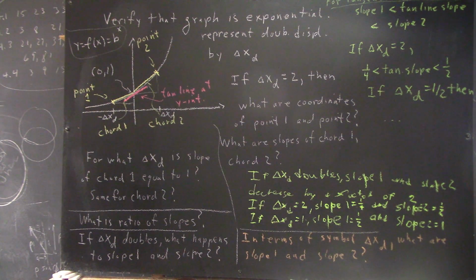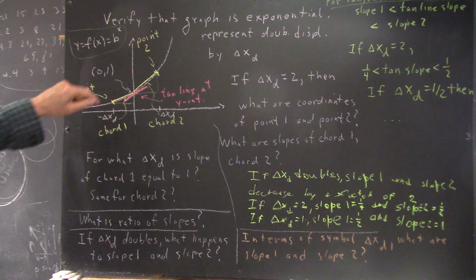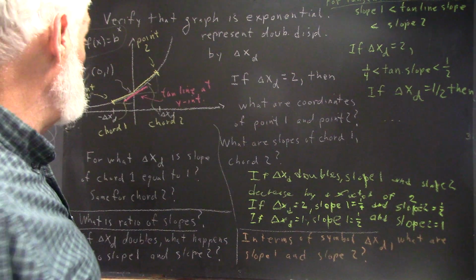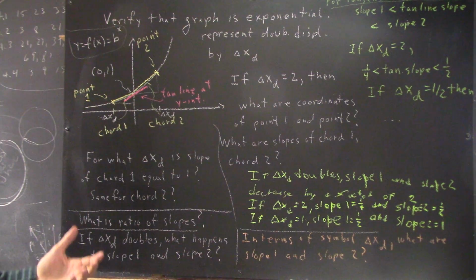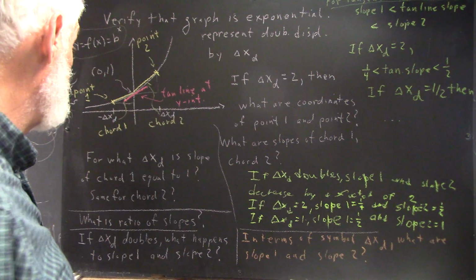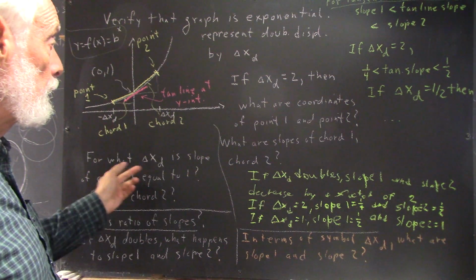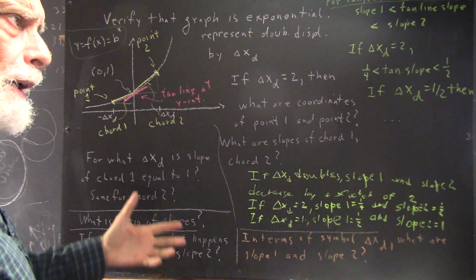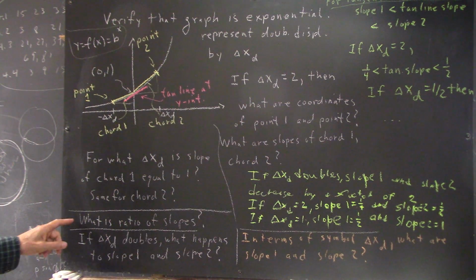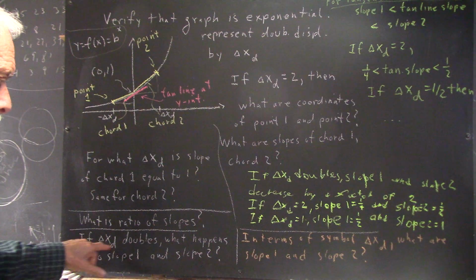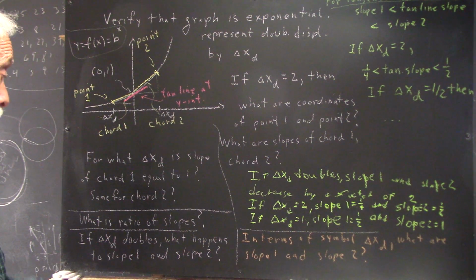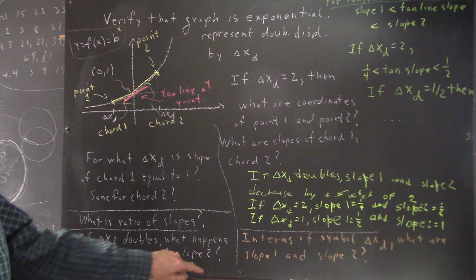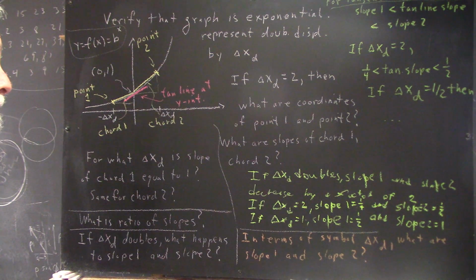So, for example, if we calculate these slopes for a doubling displacement of 2, and they come out with a ratio of 7.3, let's say, if we calculated them for doubling displacement of 3, would they still come out the same? Can we deal with that sort of question? Another question, if the doubling displacement doubles, what happens to slope 1 and slope 2? Okay.